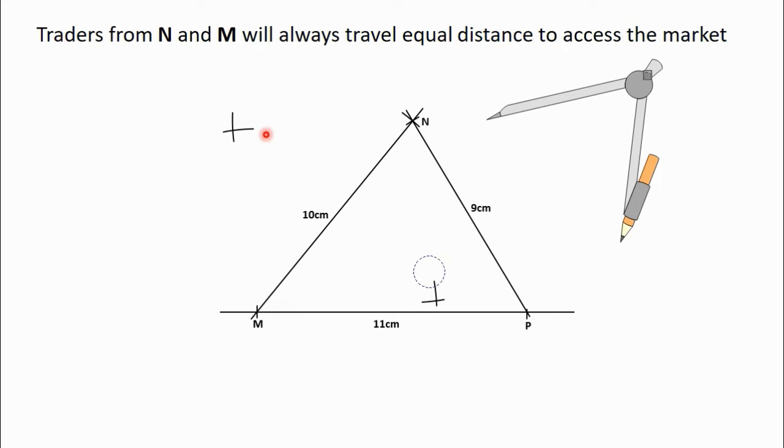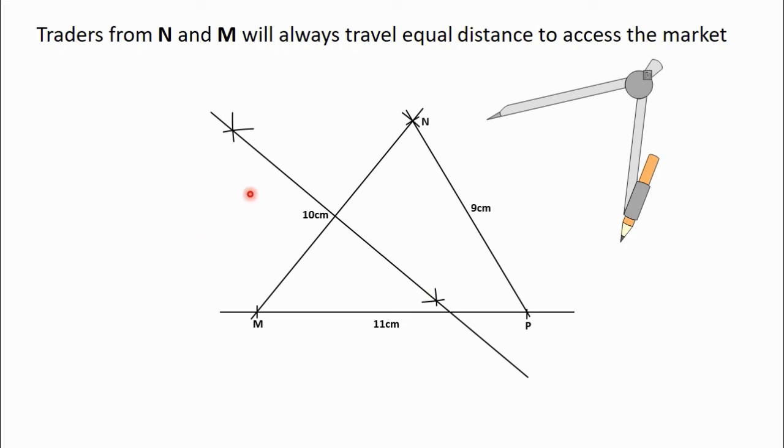Then when I come here, I'll clean this side also. We can see that the two arcs intersect at this point and this point. To get the perpendicular bisector of the line MN, which will give us the locus of points equidistant from point M and point N, we will draw a straight line to join the points of intersection of the two arcs, just as we have done here.